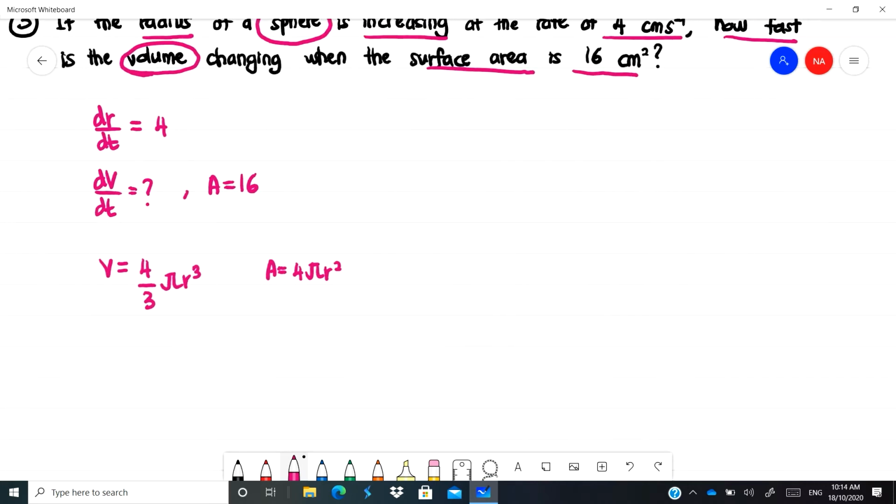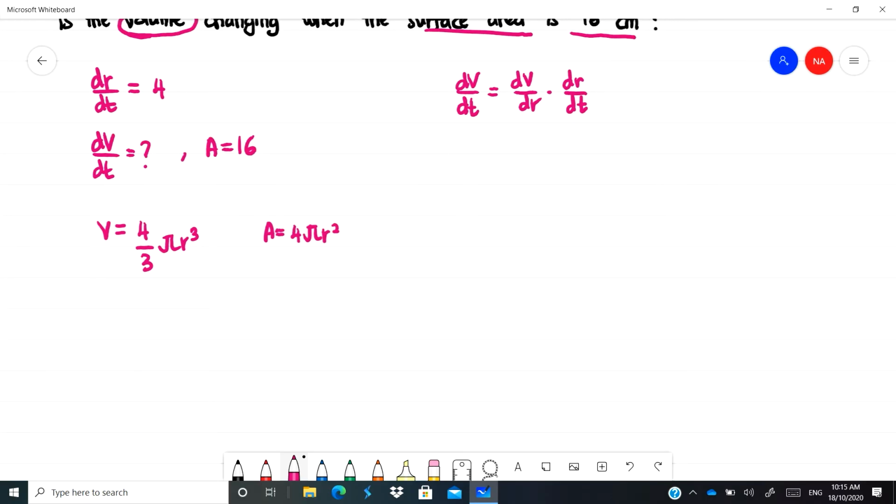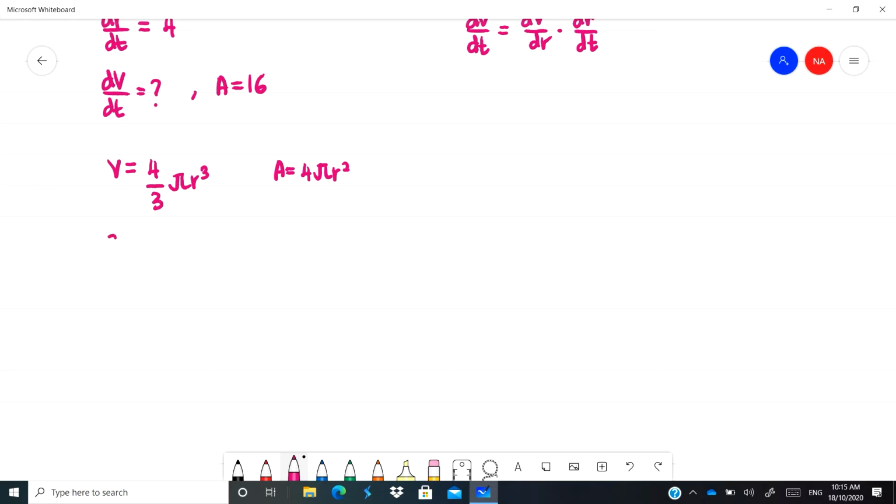All right, so we can start with dv over dt. So dv over dt is given by dv over dr multiplied by dr over dt. Okay, so do we have dv over dt? We don't have. What about dv over dr? Do we have it? We don't have, but we can find dv over dr in this case. We differentiate v with respect to r, so dv over dr will be 3 moved in front, we copy everything, and the power becomes 2, so this simplifies to 4 pi r squared.